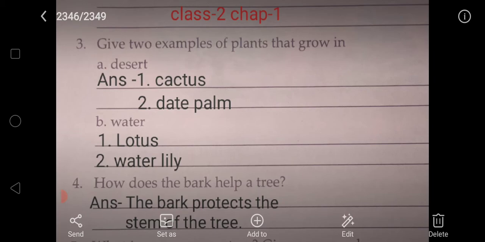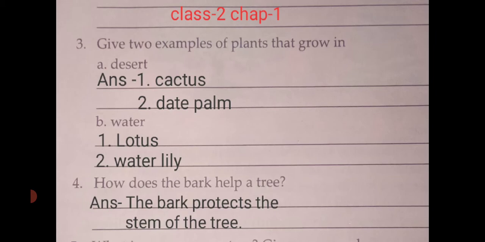Write the question number 4. How, H-O-W, how, does, D-O-E-S, does, the bark, b-a-r-k, bark, help a tree, t-r-double-e, tree. Question mark. How does the bark help a tree?